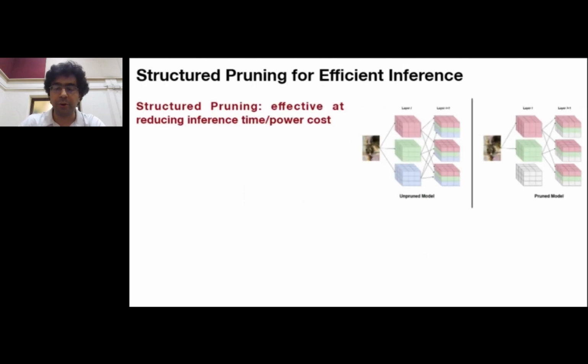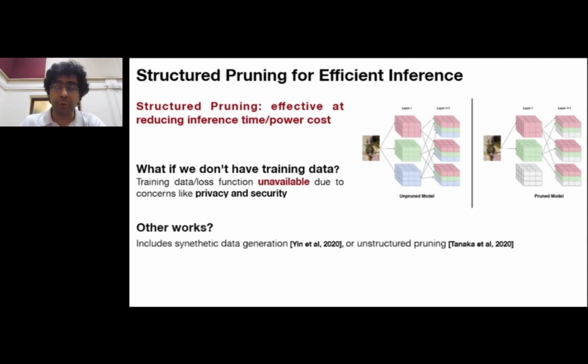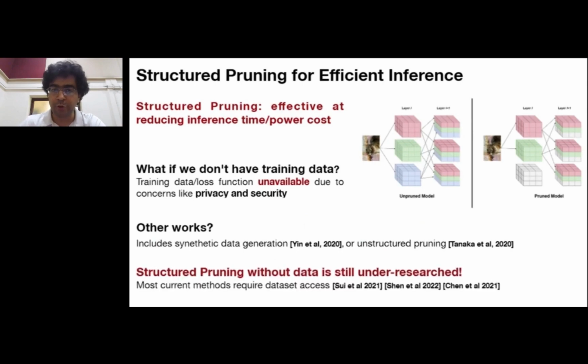Structured pruning offers a simple and cost-effective way to reduce things like inference time, power consumption, and memory footprint of large models, and is thus an active area of research. However, what happens if we don't have access to the training data? The training data and loss function may be unavailable for a variety of reasons, including privacy and security concerns. This problem has been investigated in the literature, and popular solutions include using synthetic data or unstructured pruning. Structured pruning without access to the training set, however, remains an under-researched area, and most current state-of-the-art methods require training set access.